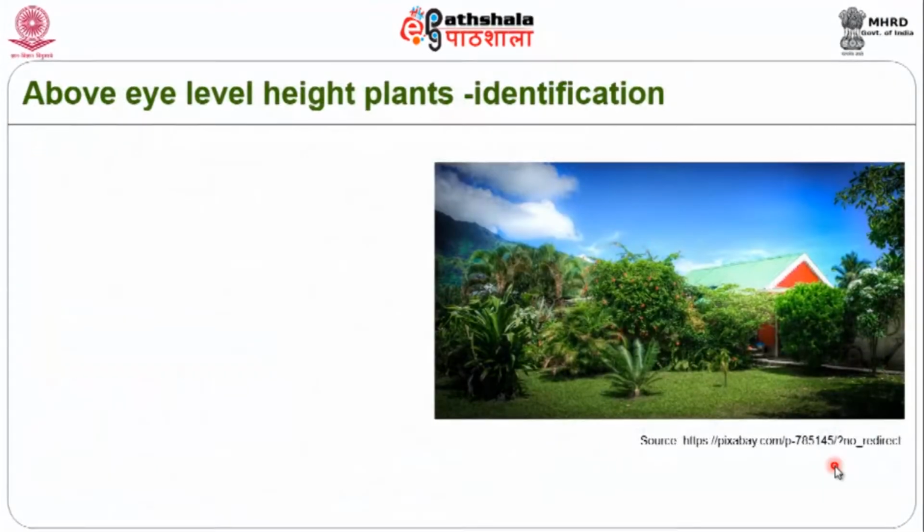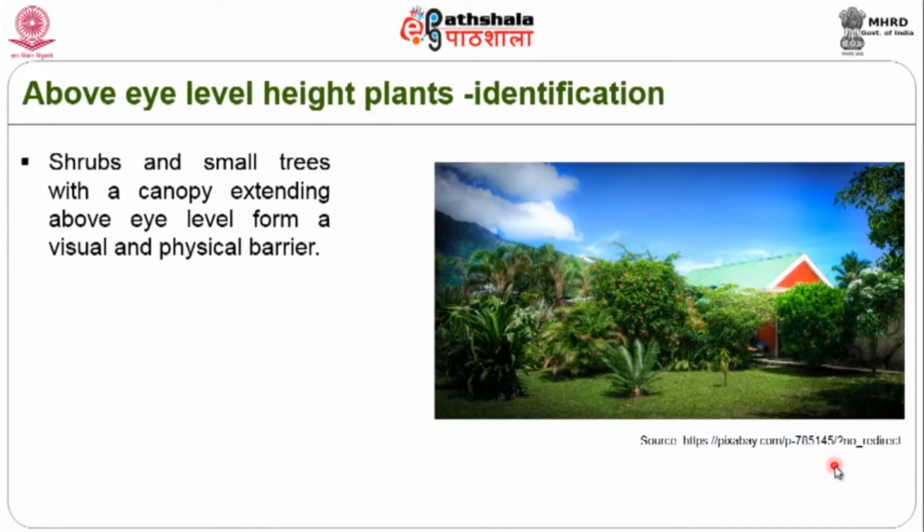So, we will look at above eye level height of plants. In terms of identification, these are shrubs and small trees with a canopy extending above eye level, and it forms a physical and a visual barrier.